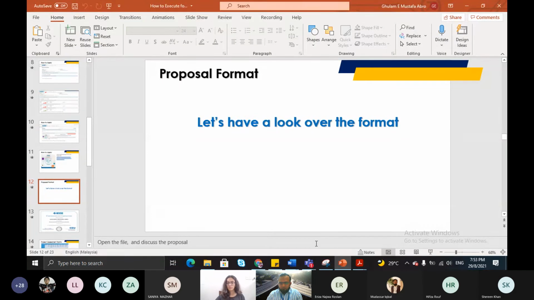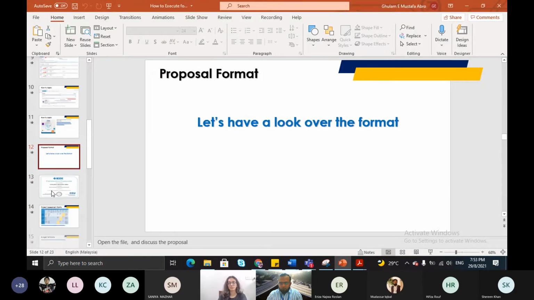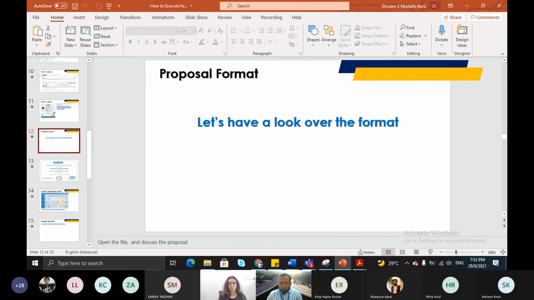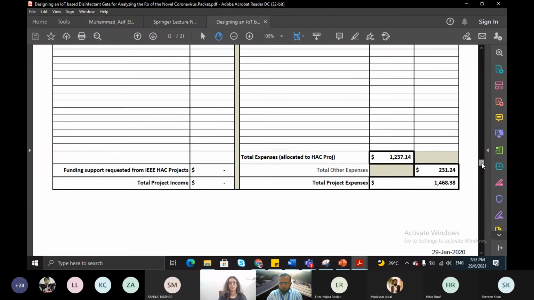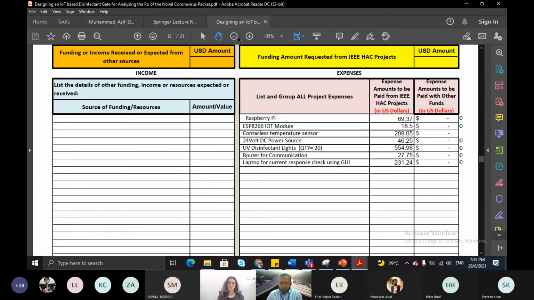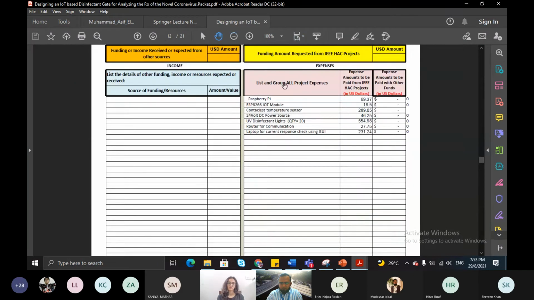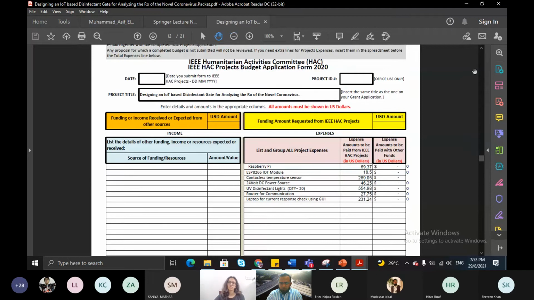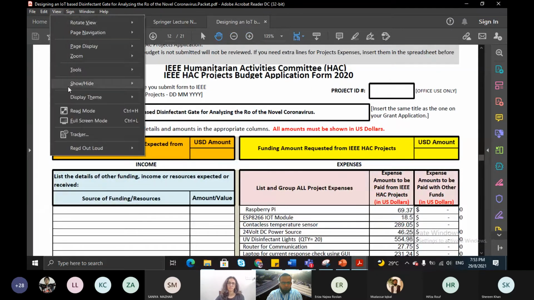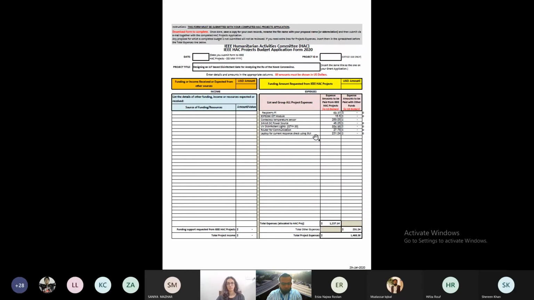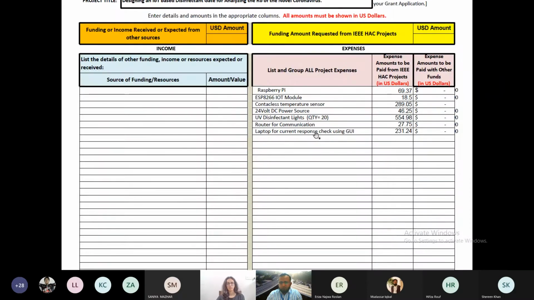PPT, okay. Okay, this one is the Excel sheet. If you can see, okay, let me just view it in full screen mode. Okay, so this one is actually the Excel sheet.